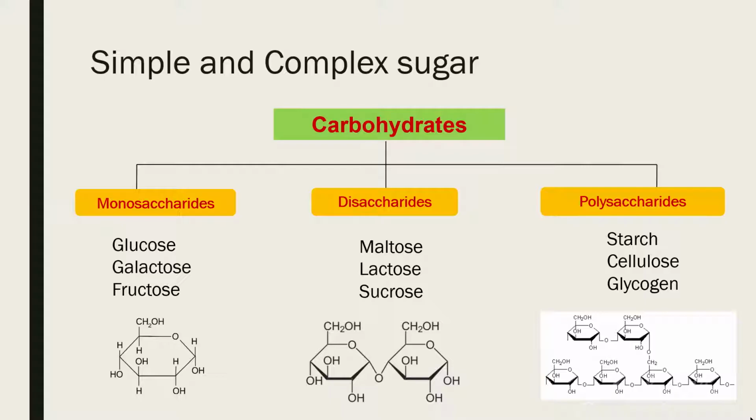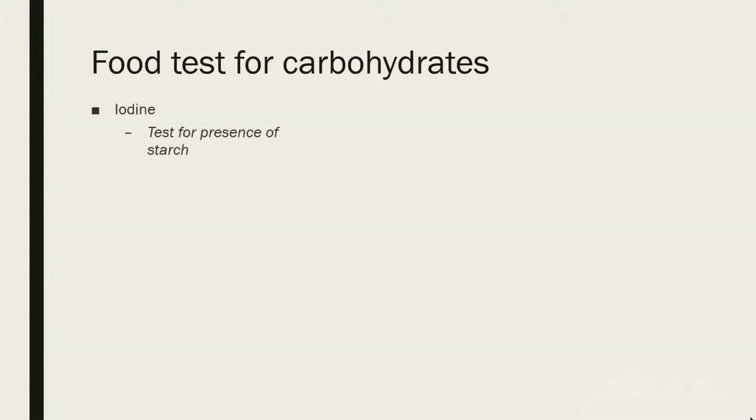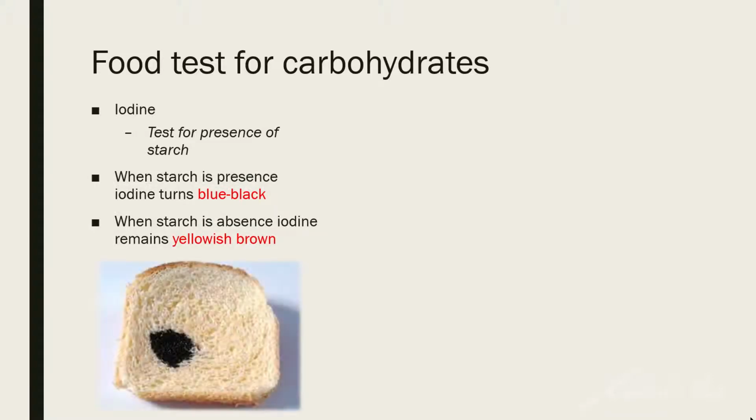Now, let us move on to the tests that you can perform on carbohydrate. First is the test that you should have learned in your elementary or primary school, which is the iodine test. It is used to test for starch. As for the result, just take note, when there's a positive result, all is good, you will write, iodine turned blue-black.